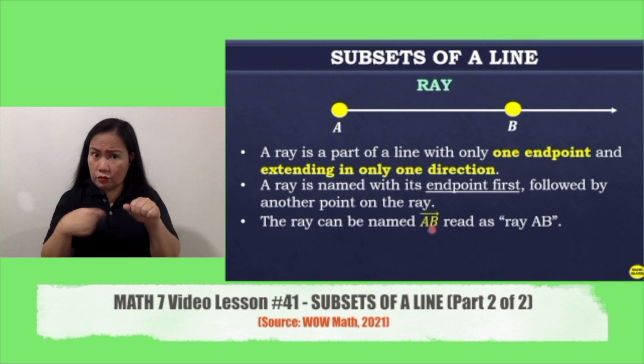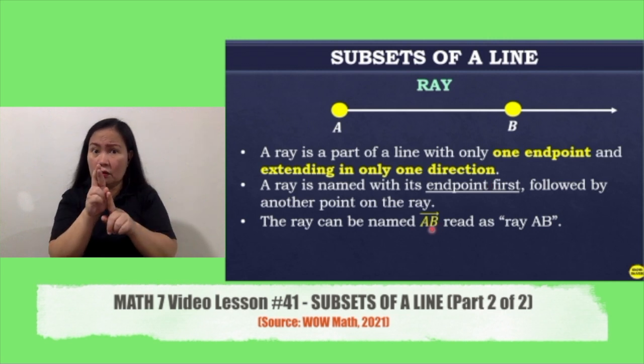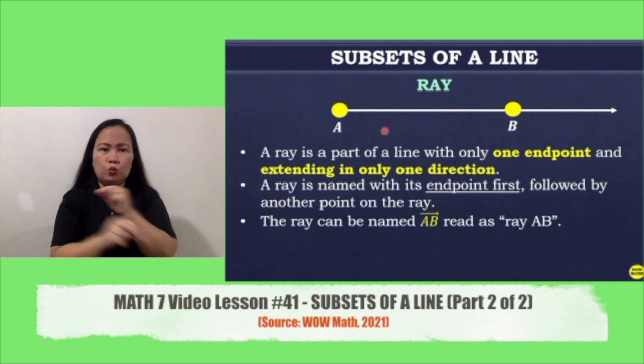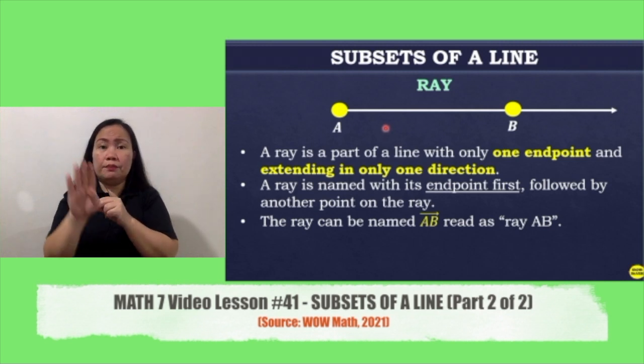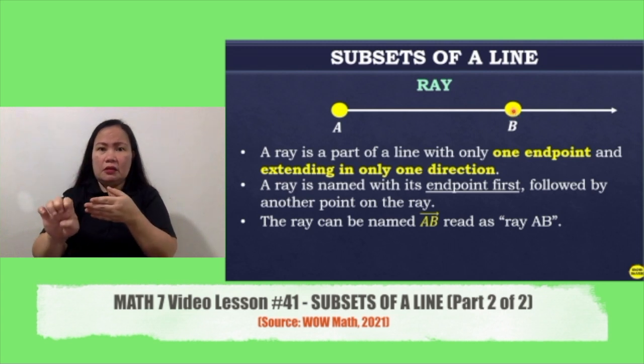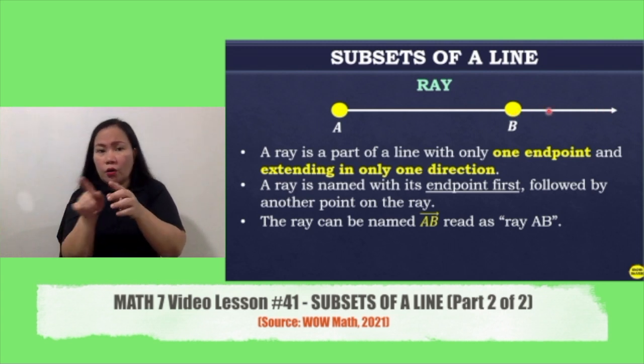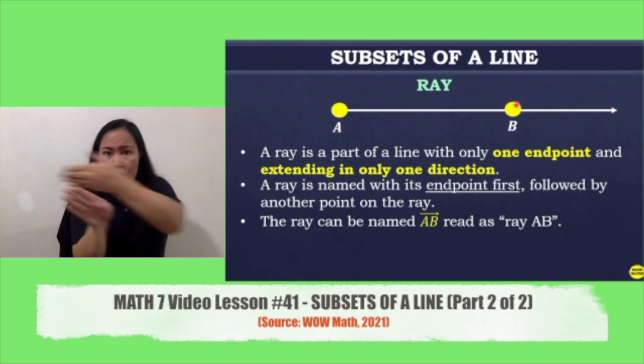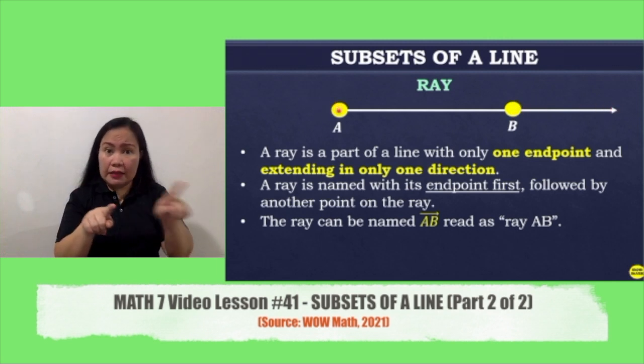Pwede bang tawagin ito na ray BA? So, halimbawa, ito yung figure mo. Pwede ba nating tawagin ito na ray BA? No. Bakit? Kasi yung B mo, hindi siya yung endpoint. Ito yung nasa side ng may arrow mo eh. So, ibig sabihin, ito yung infinite direction. So, hindi siya pwedeng B, A. At hinuli mo yung endpoint.